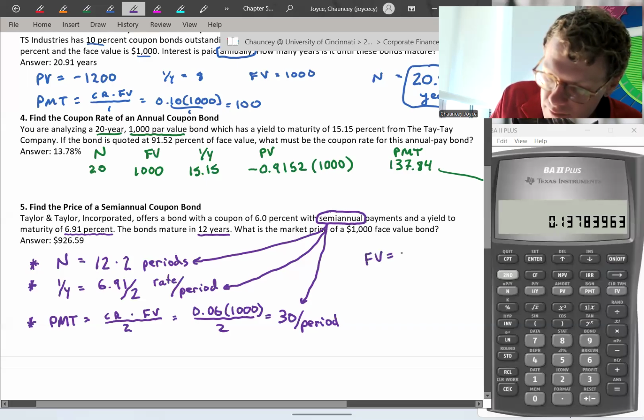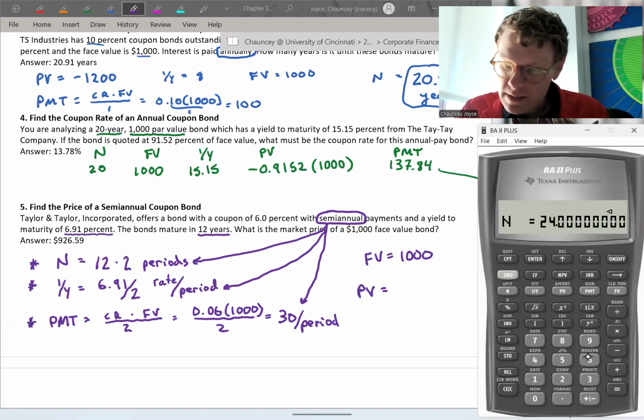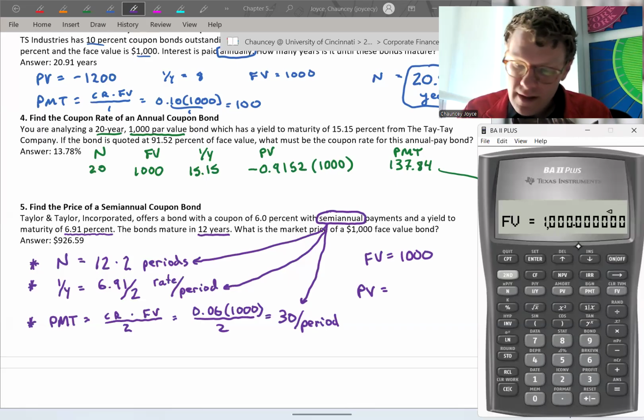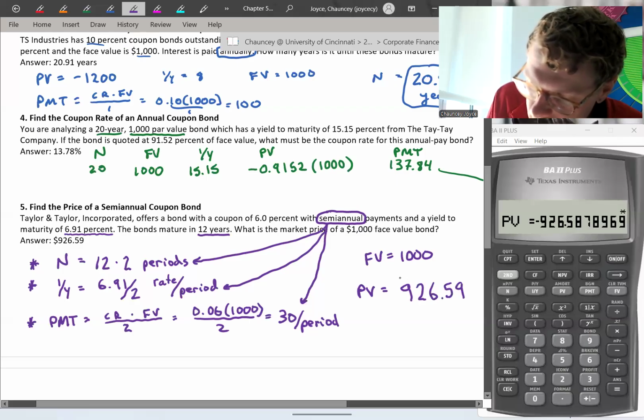Face value, future value, is 1,000. So all we need to do now is compute for price. So 24 is N, 6.91 over 2 equals your I/Y per period, 30 equals your payment, 1,000 equals your face value, and then you compute for your present value. And that is a discount bond for $926.59.